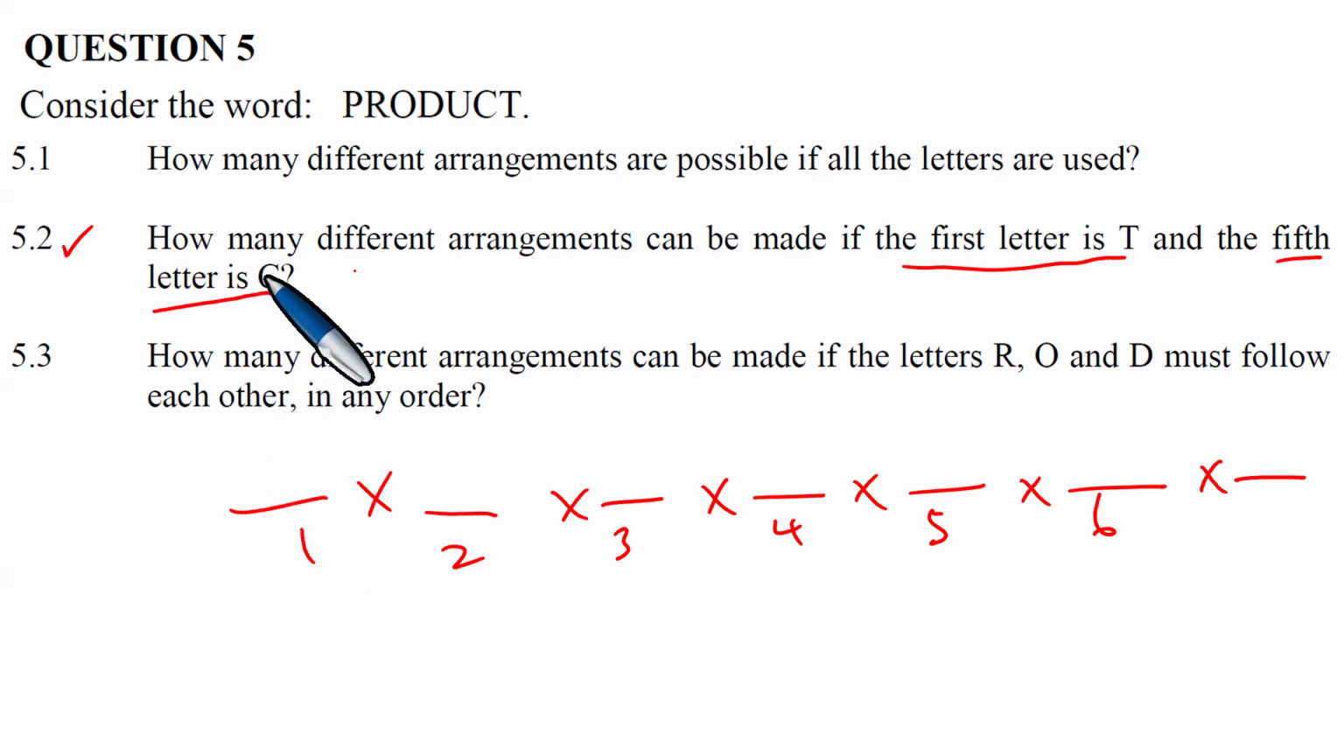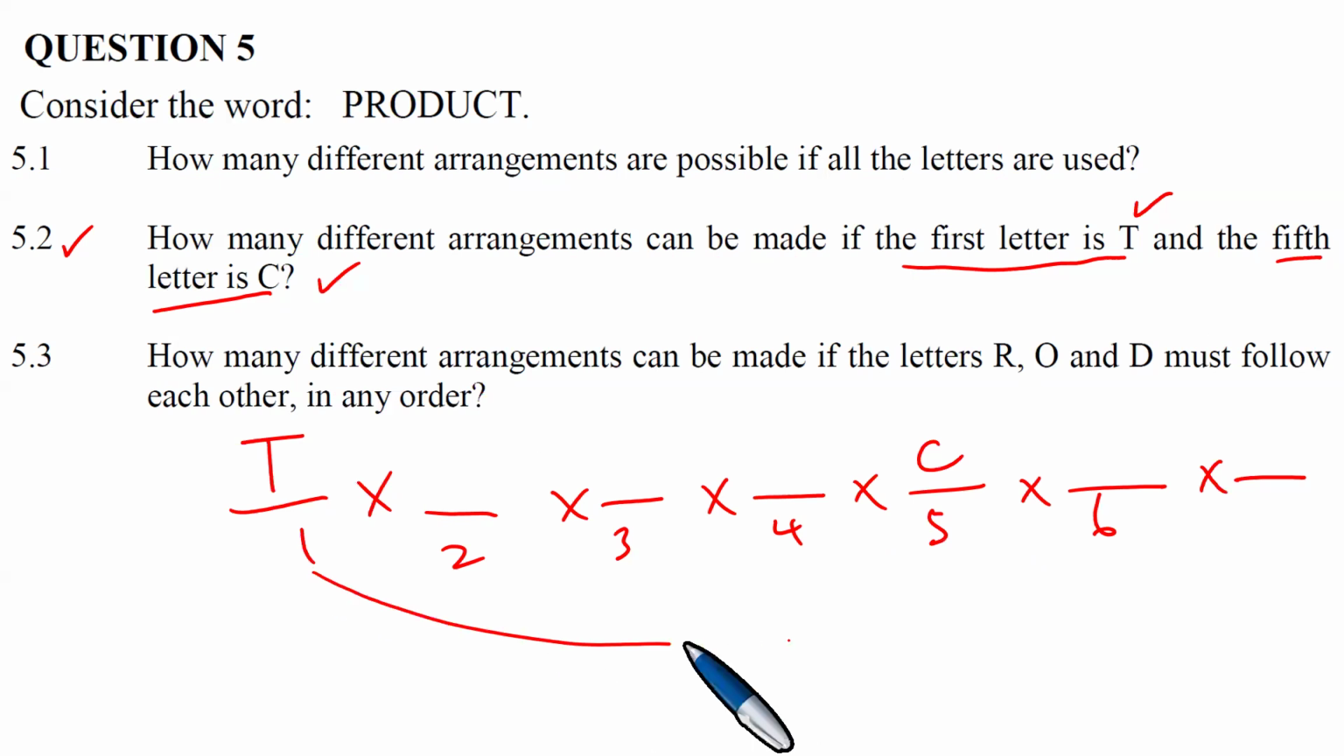Now they said how many different arrangements can be made if the first letter is T, and the fifth letter is C. So you put T in the first position, and you count position 5, and the 5th letter is C. So these 2 letters have been fixed. You fix these positions. In other words, these ones are immobile. You can't move or change them.